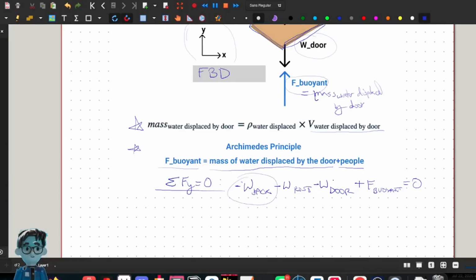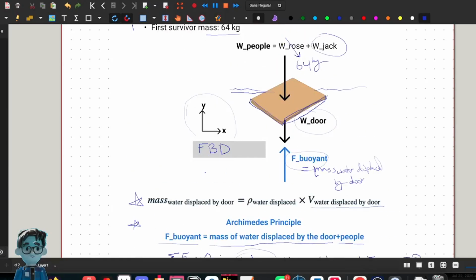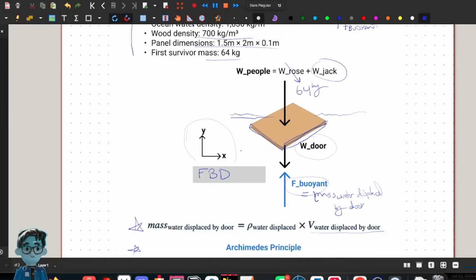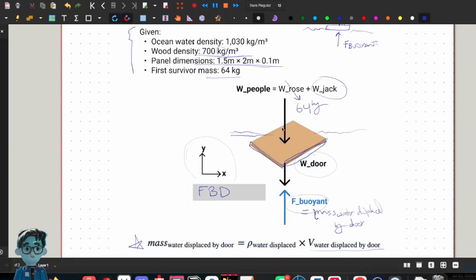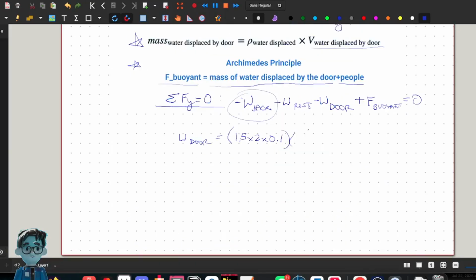Well, we know the weight of Rose. The weight of the door, let's get that real quick. So W sub door, we have the wood density, and then we have the panel dimensions. So you do the volume of the door times the density. It should end up in kilograms. And then the density of the door is 700 kilograms per meter cubed. So all this meter cubed part, they cancel out, so you end up with your mass. So you end up with 210 kilograms.